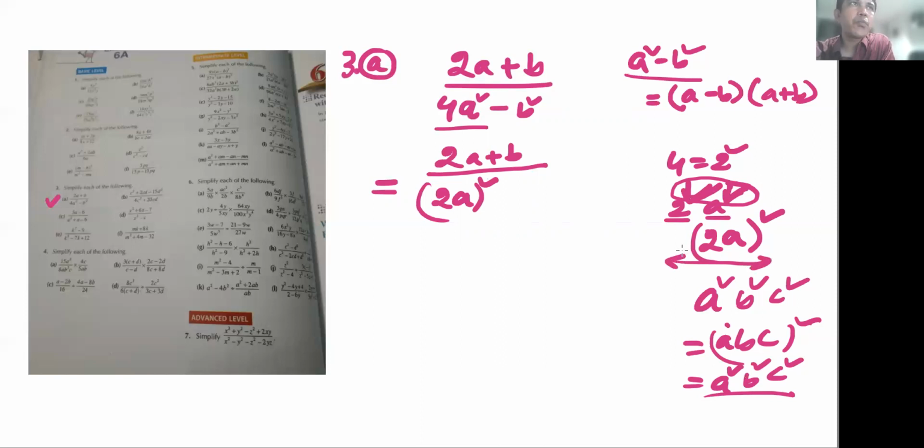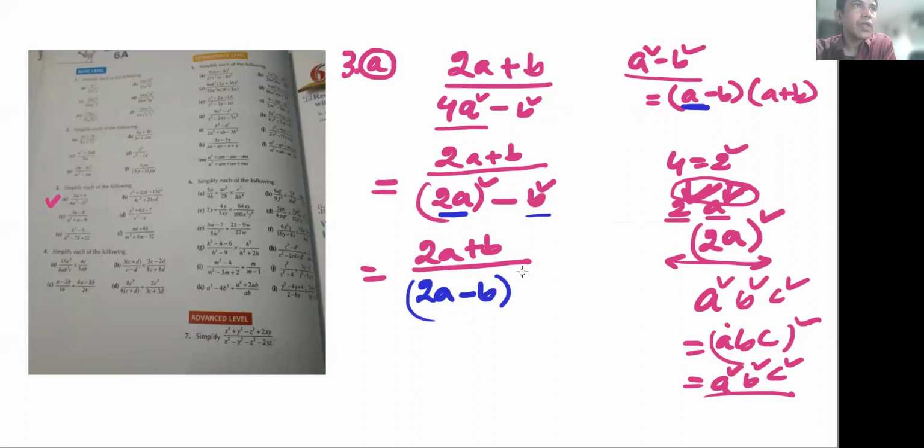So we can write 4A square as (2A) whole square, then minus B square. So if we apply the factor formula, what we'll get? 2A plus B divided by, instead of A, we'll write 2A minus B, since B is there, then 2A plus B. Got this? Applying this formula.